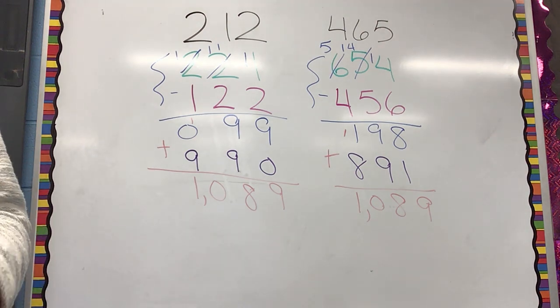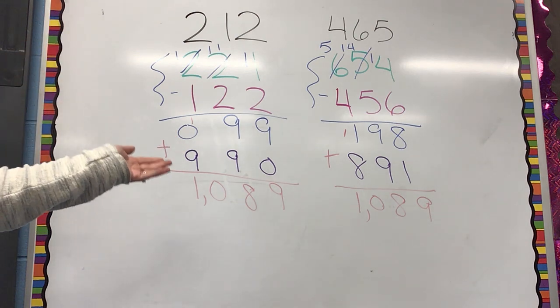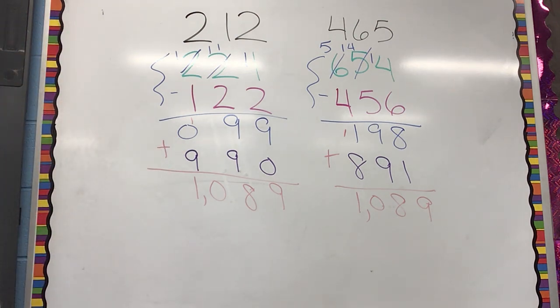Is that not crazy? We all started with different numbers. How, when we went through that whole thing, would we all get 1,089?